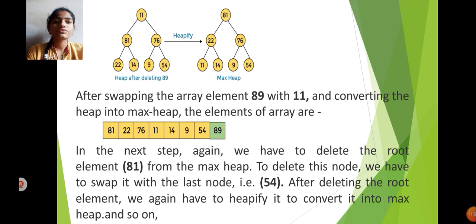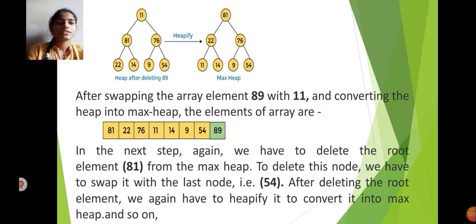Again we should heapify it. Here 81 is the maximum element, and in the left subtree there are 22, 14, and after swapping there will be 11. In this, 22 is greatest, so making 22 the root. Next, the right subtree is already in sorted order. After swapping the array elements 89 with 11 and converting the heap into a max heap, 89 is already fixed, making it fixed at the last position.